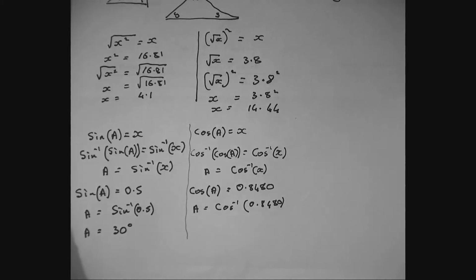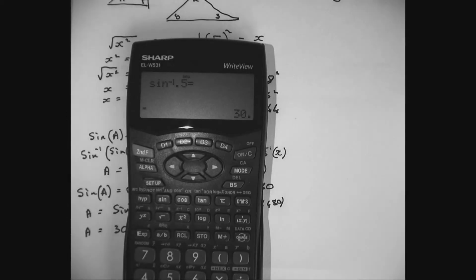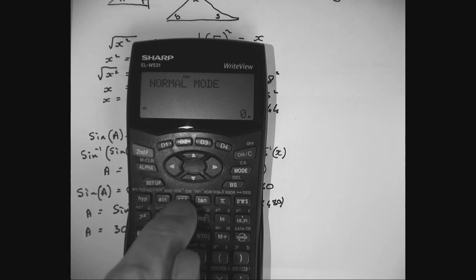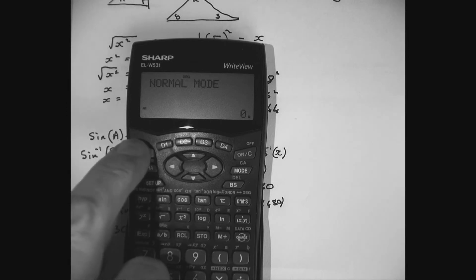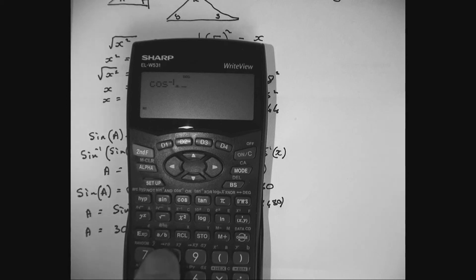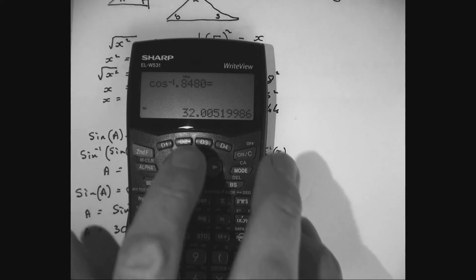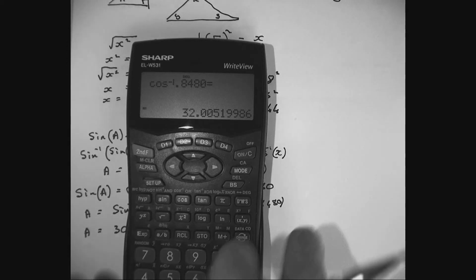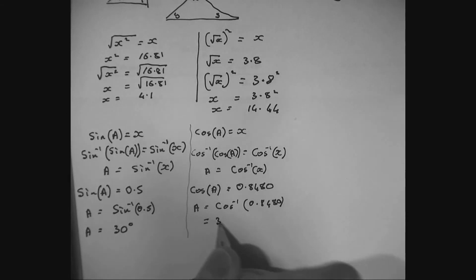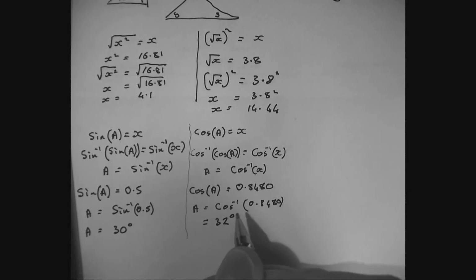And a bit of calculator work. Here's the cosine button. The inverse cosine is indicated in yellow. So I press the second function, cosine of 0.8480 equals 32 degrees. If we round that up, equals 32 degrees.